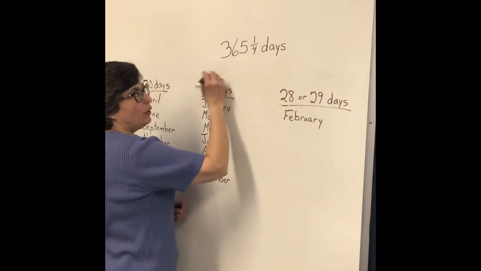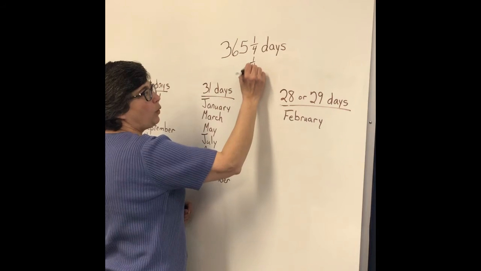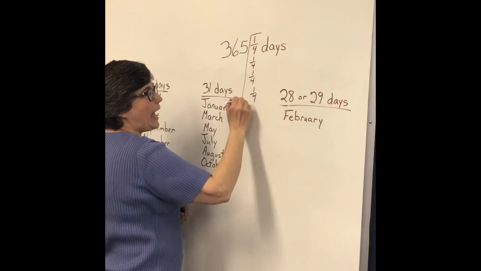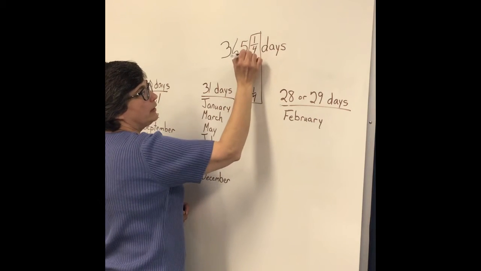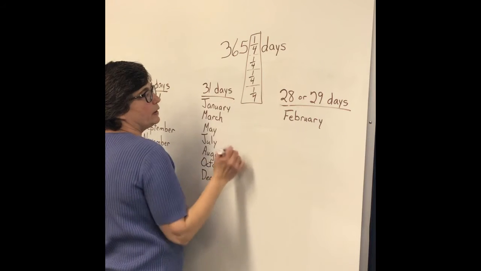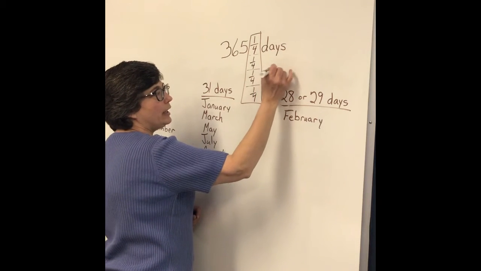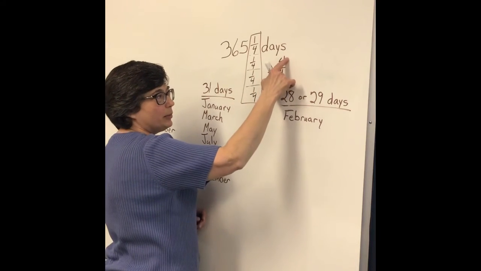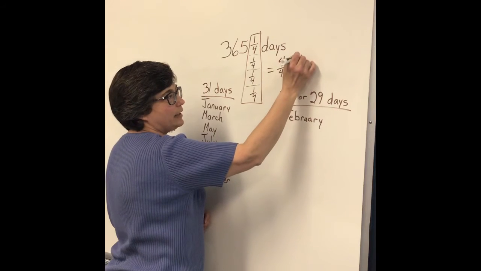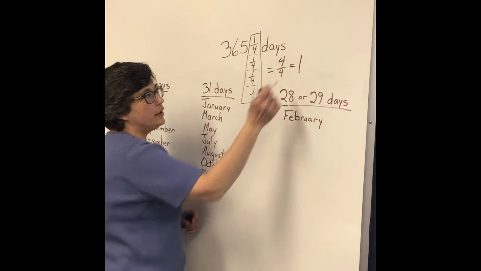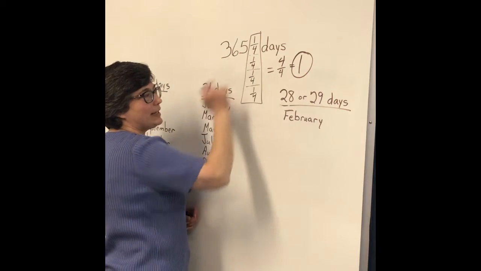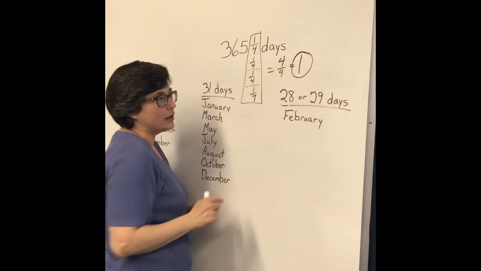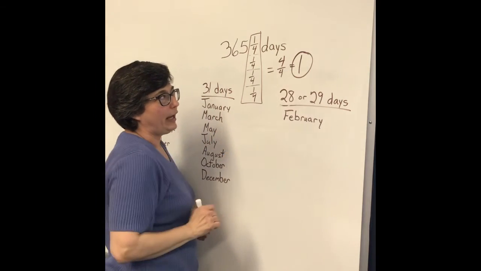But if we did it for 4 years, okay? So if we added this 1/4 there, and 1/4 there, and 1/4 there, and 1/4 there, that would equal 4/4, which remember, if the numerator and the denominator are the same, that means it equals 1. Okay? So this then is 1 whole day.